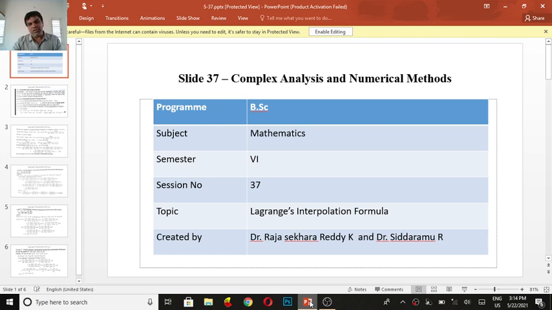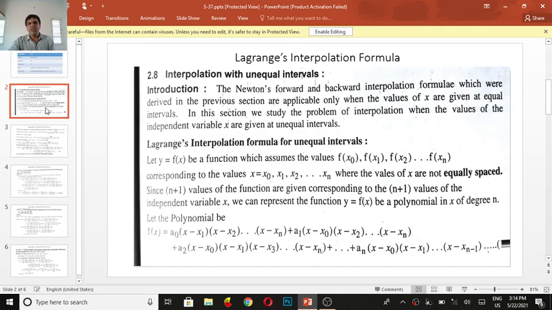But in Lagrange's interpolation formula, we are finding for unequal intervals. See the interpolation with unequal intervals. Newton's forward and backward interpolation formulae, which were derived in the previous sections, are applicable only when the values of x are given at equal intervals. In this section, we study the problems of interpolation when the values of the independent variable x are given at unequal intervals. This is the main thing.